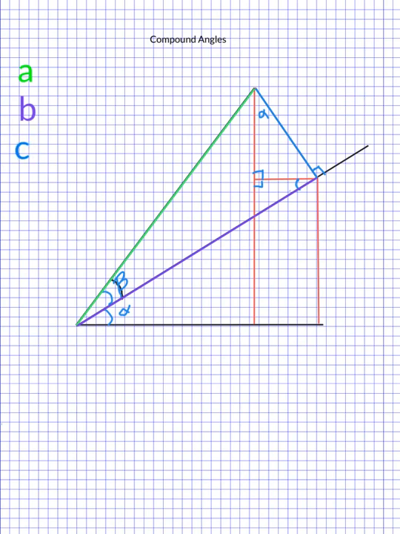Okay, we got three more. We got this one right here. We're going to do in an orange. You probably guessed I was going to call that D. All right, let's make this little guy black here. Predictably, we're going to call that E.